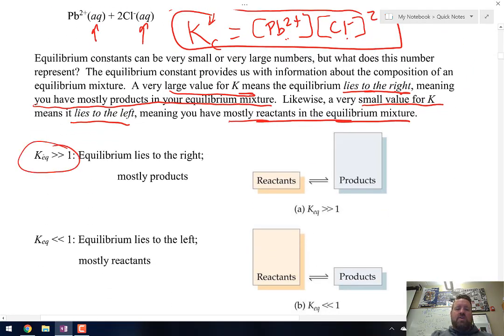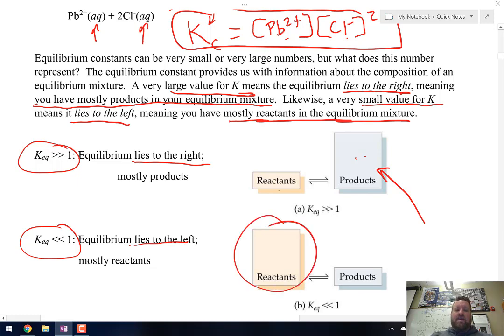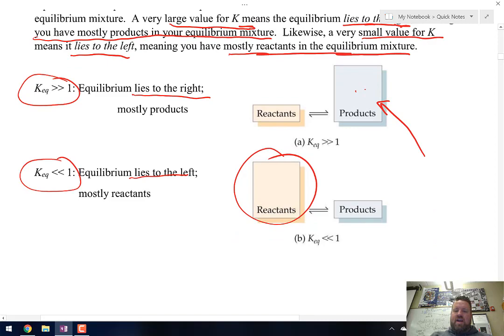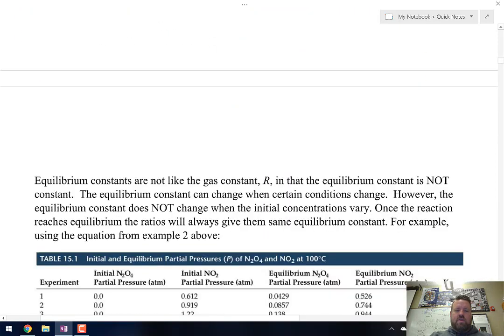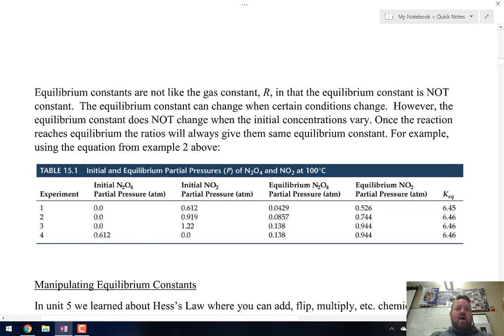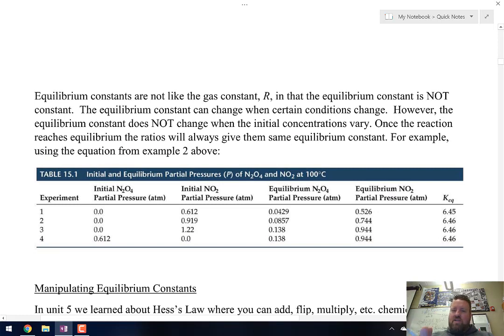So if KEQ is greater than 1, the reaction lies to the right, which means, again, you have mostly products. If your equilibrium constant is less than 1, then your equilibrium lies to the left, which means you have mostly reactants. So that's all that number really tells you. Now equilibrium constants, again, are not like the gas constant. They obviously can change. They are not constant. And when certain conditions change, the equilibrium constant can change.